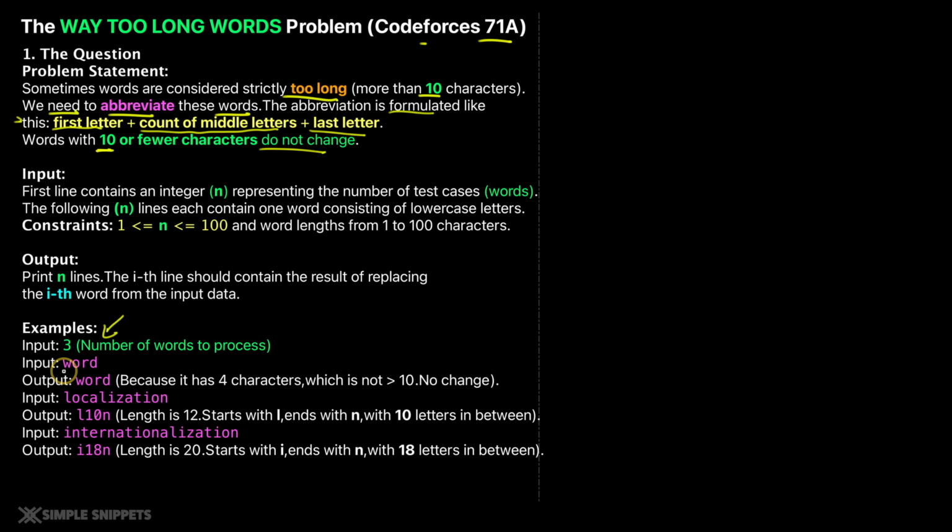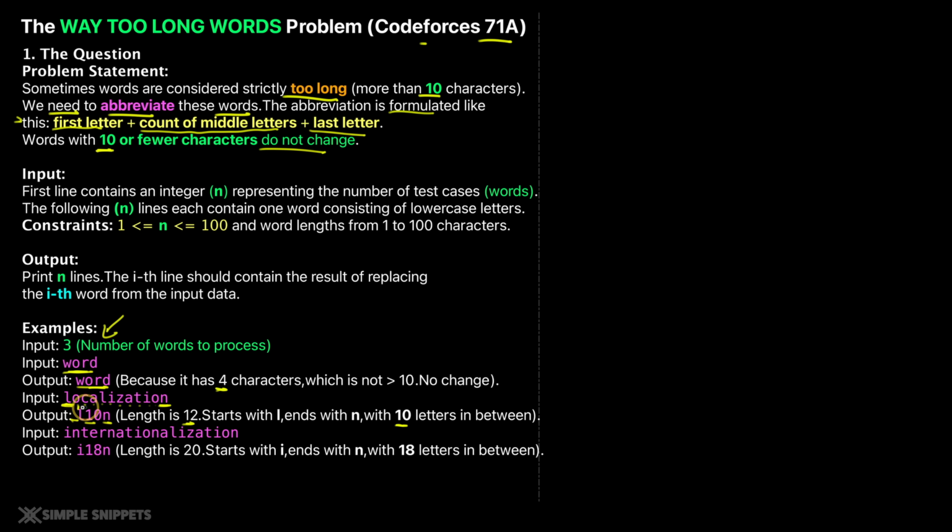When you take the word "word", it has 4 letters, so it's not greater than 10. There is no change, so the output is also going to be "word". Now let's take a look at the word "localization". It has a length of 12 characters, which is greater than 10. It starts with L, ends with N. According to our abbreviation formula, we take the first letter L, we take the count of the middle letters, which would be 1, 2, 3, 4, 5, 6, 7, 8, 9, 10, and we take the last letter. So L10N is going to be our output.